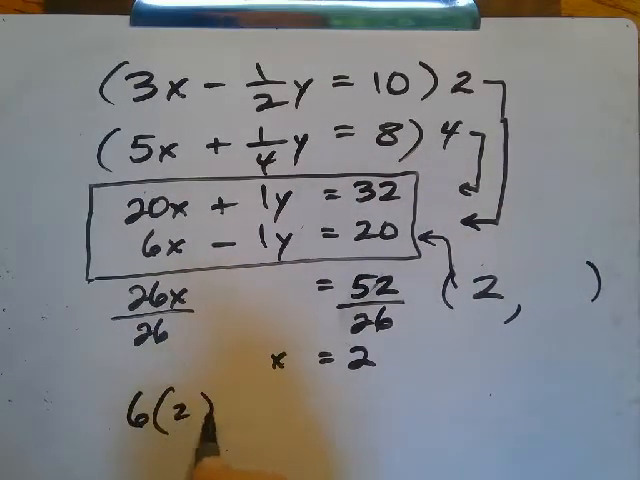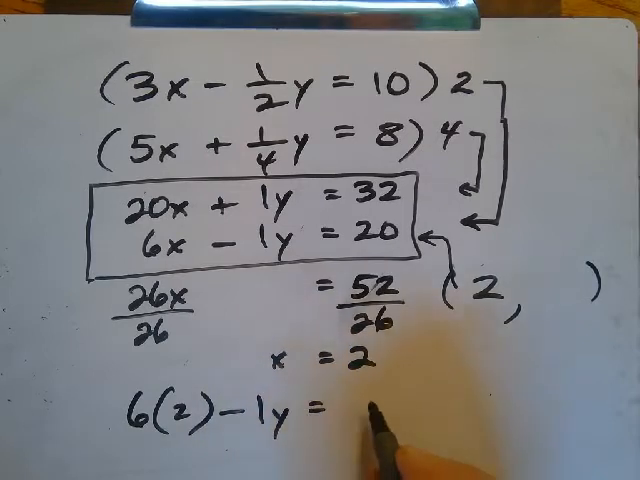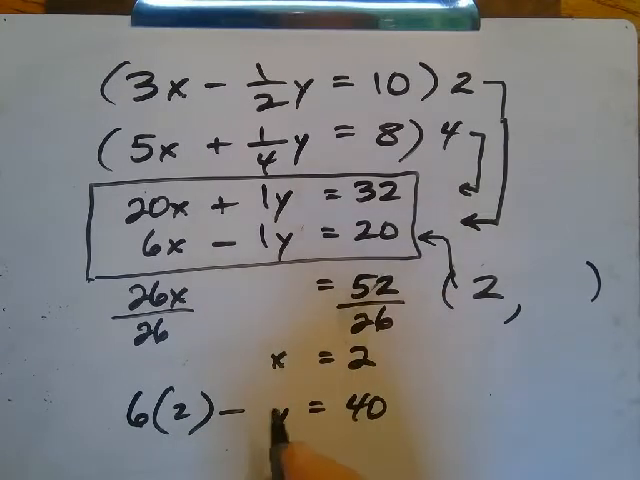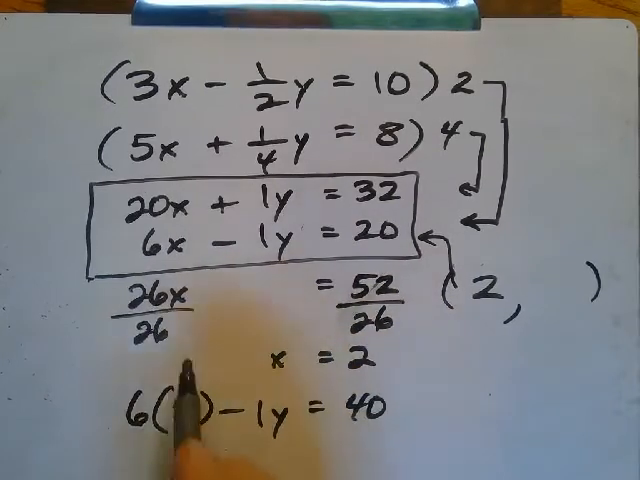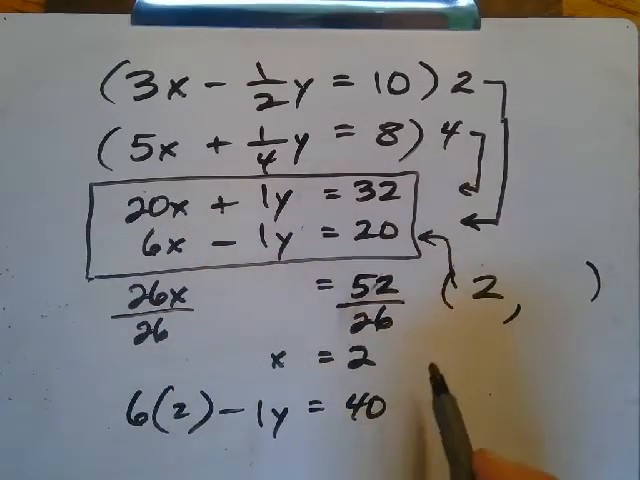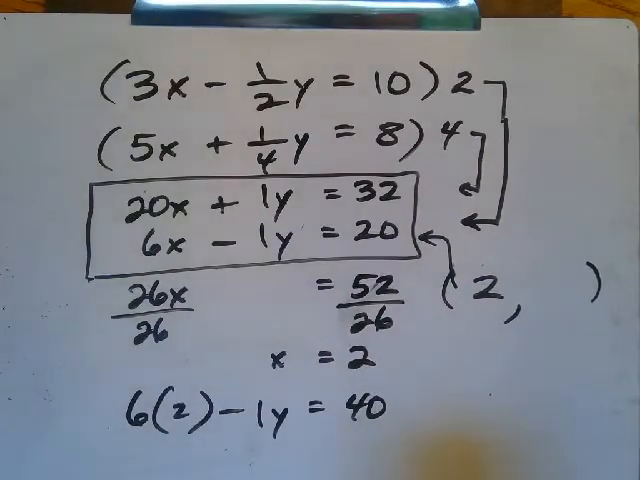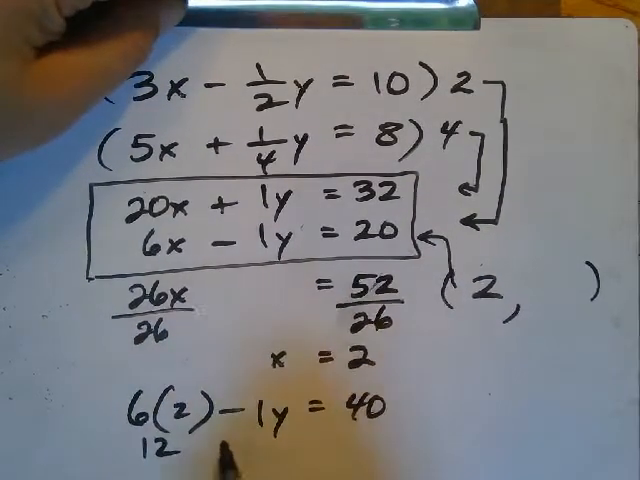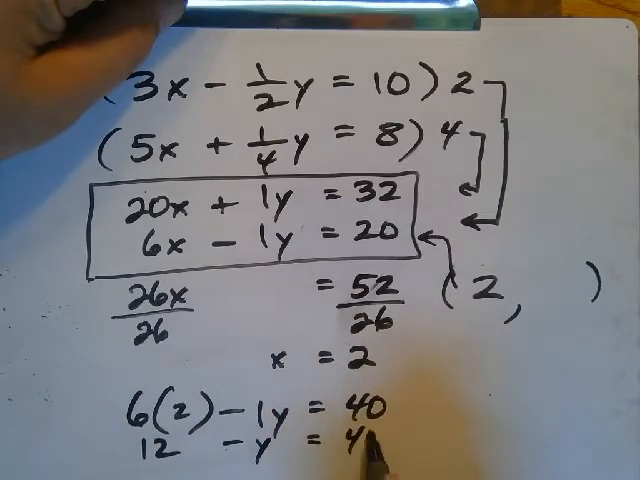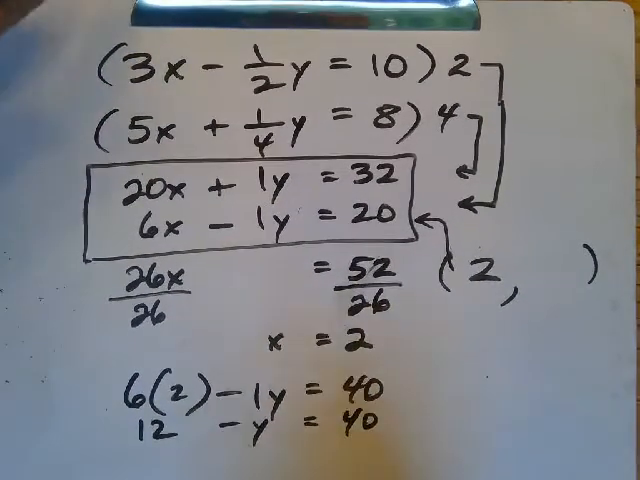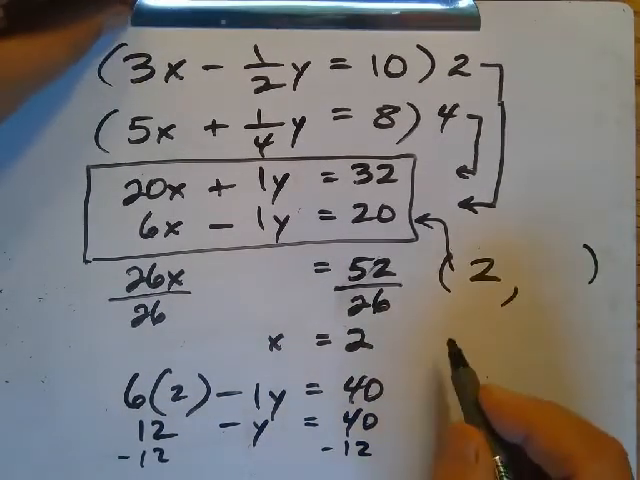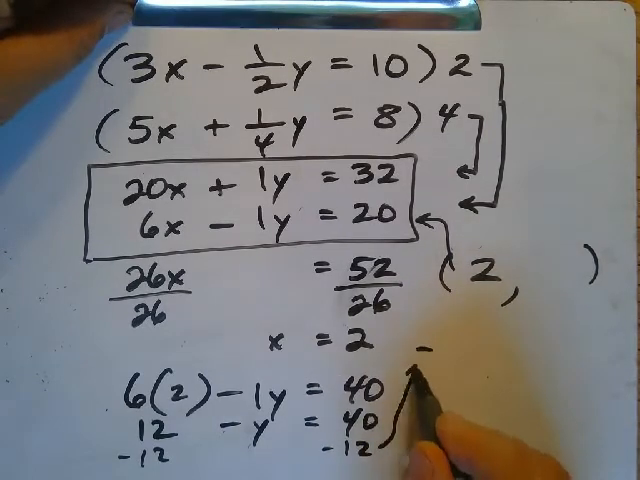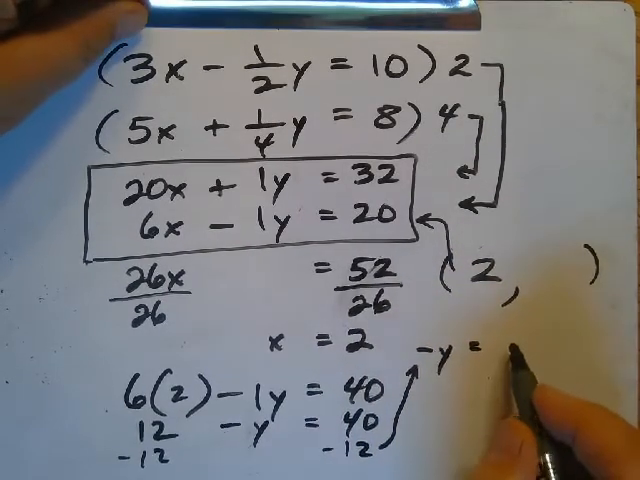6 times 2 minus 1y equals 40. Don't forget you've got to multiply every term. I get 12 minus y equals 40. I'm running out of room here. So subtracting 12 from both sides, I get negative 1y equals 28.